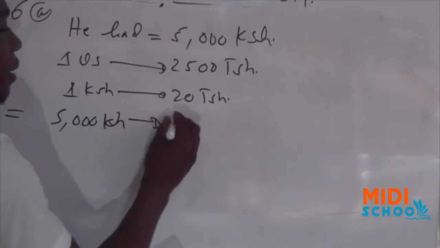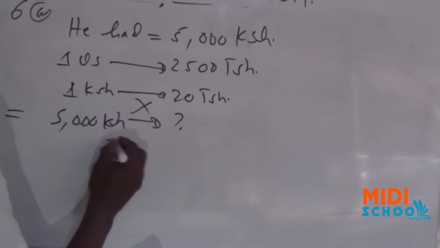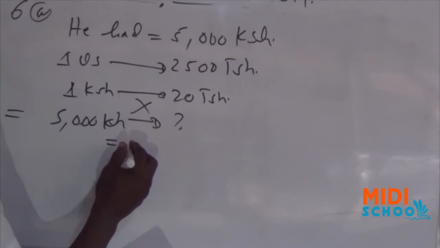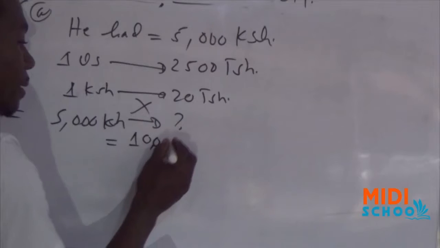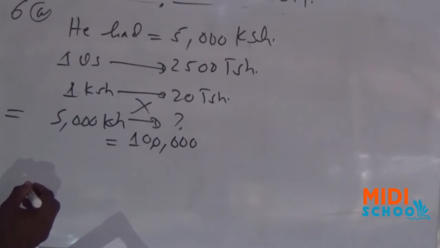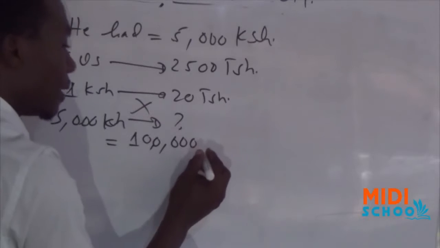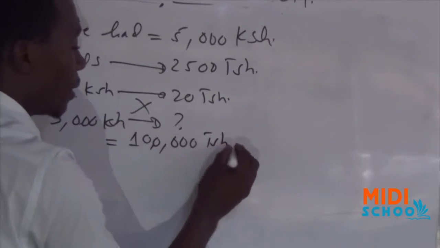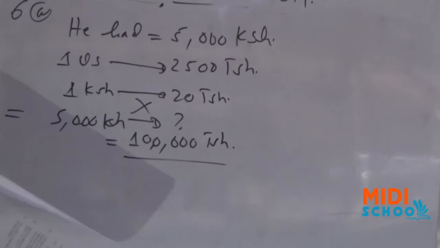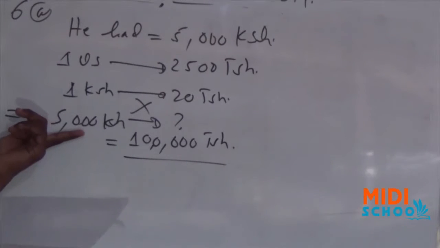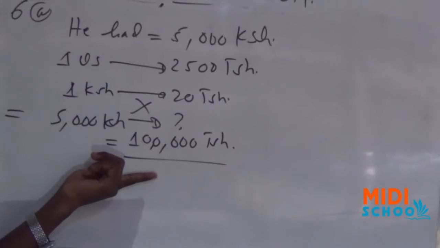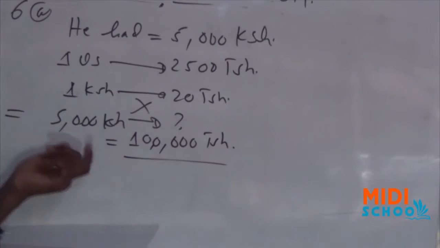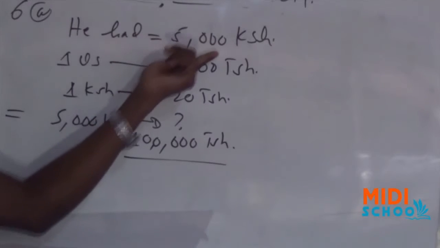If 1 Kenyan shilling is equal to 20 Tanzanian shillings, what about 5,000 Kenyan shillings? We cross multiply. It is going to be 100,000 Tanzanian shillings. So 5,000 Kenyan shillings corresponds to 100,000 Tanzanian shillings.